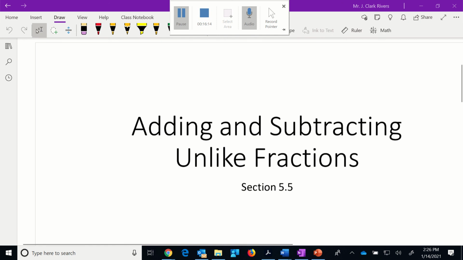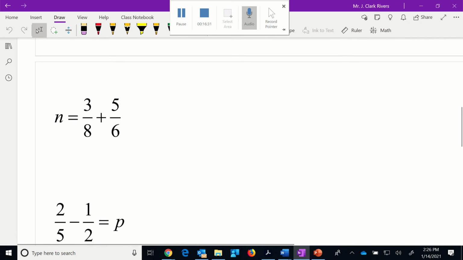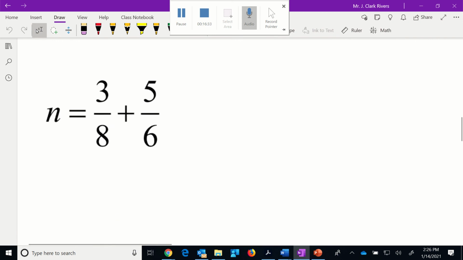All right, today's lesson, we're talking about adding and subtracting unlike fractions. So in the previous lesson, we added and subtracted like fractions, meaning the denominators were the same. Today, the denominators are not the same, so we have to convert these fractions so we have common denominators. So let's take a look at the first one here. N equals 3/8 plus 5/6. We're concerned about these denominators of 8 and 6. We need to make them the same. So to do this, we're going to think about the least common multiple.